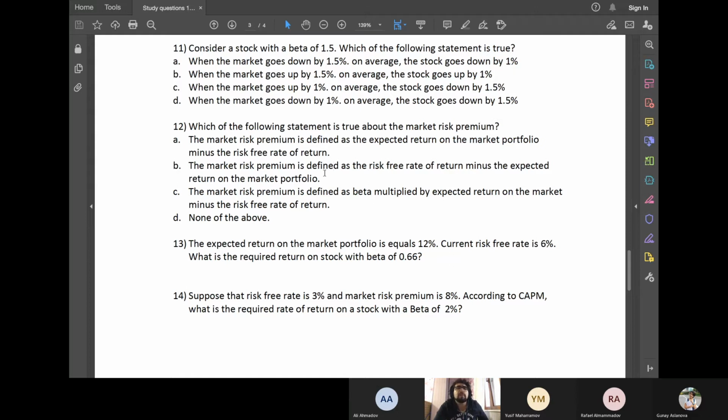Let's look at B. Market risk premium is defined as the risk-free rate of return minus expected return. It's not true. It should be market expected return minus risk-free, not vice versa. C. The market return is defined as beta multiplied by expected return. We don't multiply beta by market return. Instead, we multiply beta by the market risk premium, which means RM minus RF. So only A is true in our case.